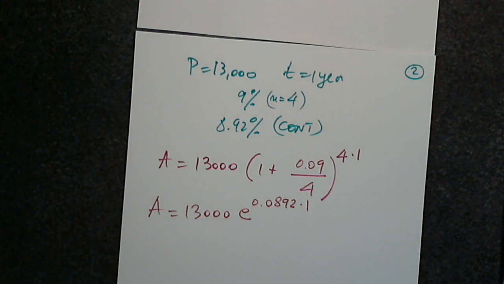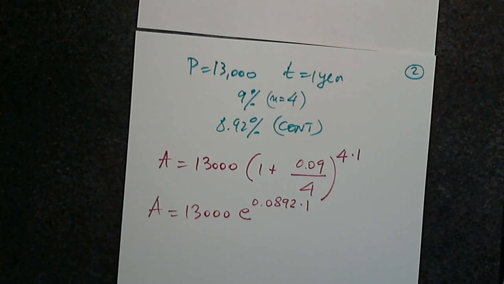So we have 13,000 in parentheses 1 plus 0.09 divided by 4. Close the parenthesis. And then we put the power, caret. I personally always put the power in parentheses, so the power is 4 times 1, there is no need to put the 1. And I get this.